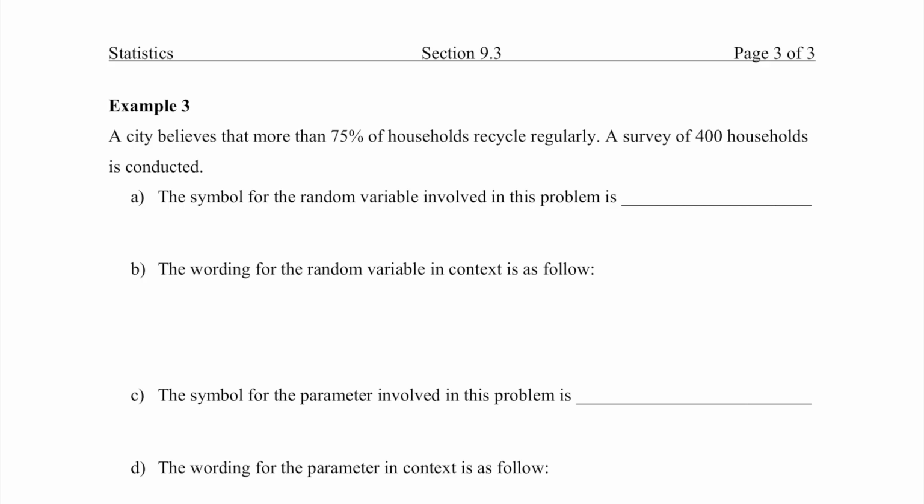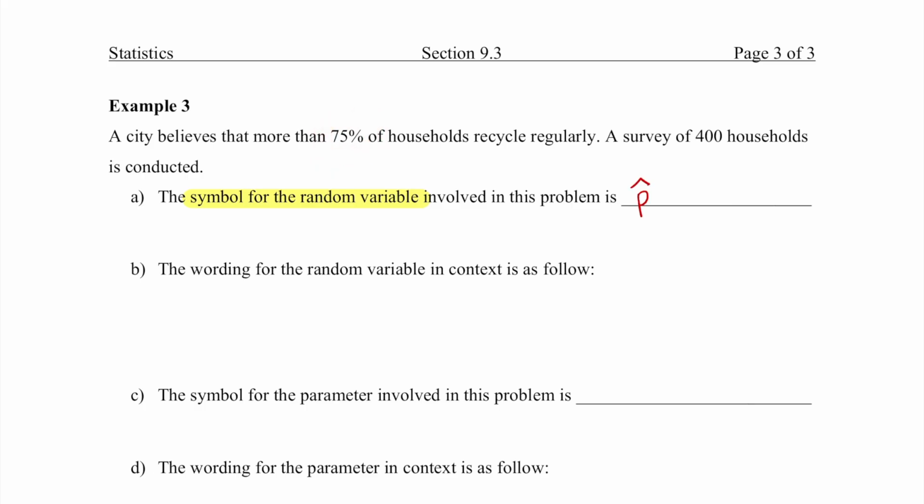Example 3 says, a city believes that more than 75% of households recycle regularly. A survey of 400 households is conducted. Let's answer part A through H. Question A asks for the symbol of the random variable. Since we're working with the population proportion, the random variable is p hat.